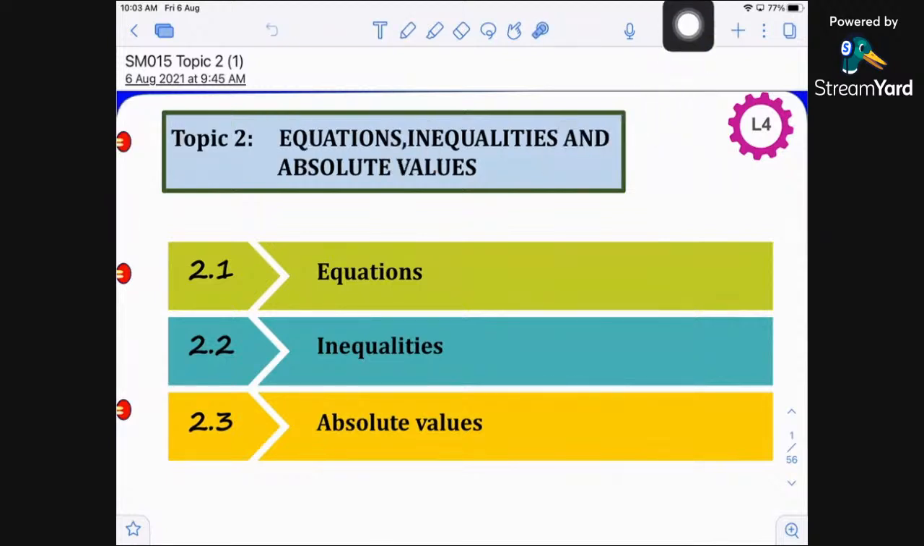So we carry on with chapter 2 today. Topic 2: equations, inequalities, and absolute values. So we are going to study a little bit more about equations today, and I will try to go a little bit into inequalities.